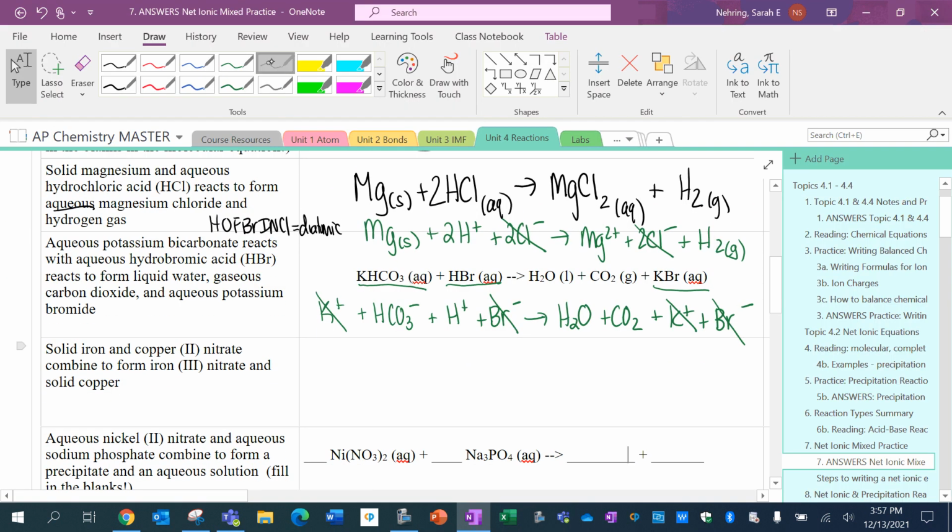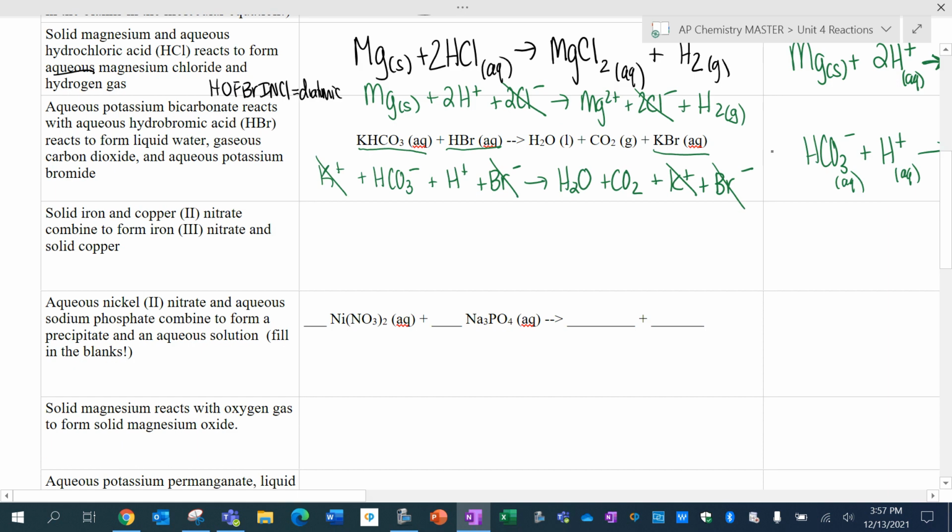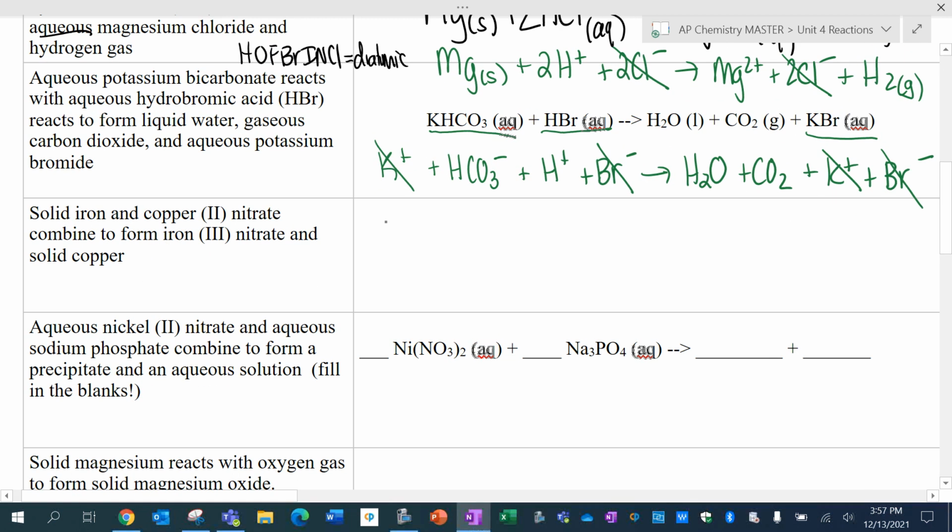We'll go back to the black for the molecular version. All right. So solid iron. So notice how iron is not part of Hofbrinkel. So I'm just going to write it Fe. Okay, it doesn't get a sub. Only Hofbrinkel ones get a subscript there. So this is just Fe, iron.